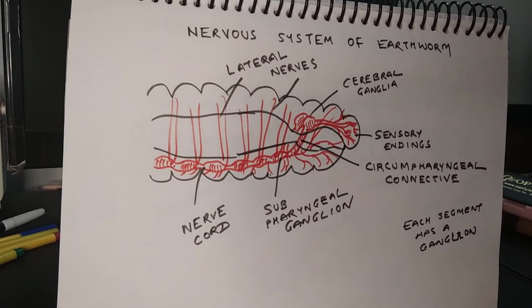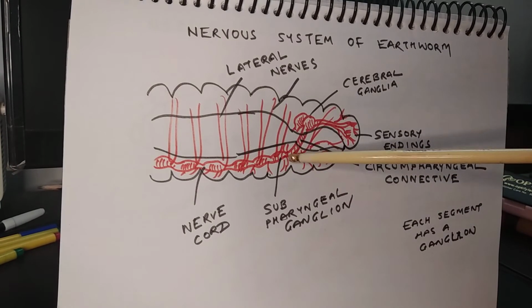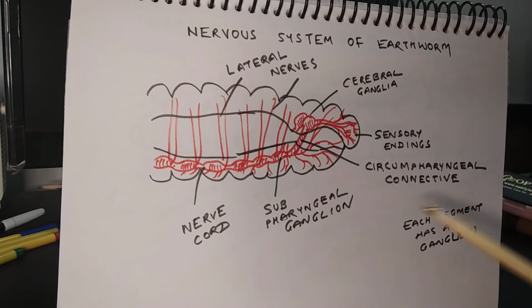The branch of the nerve cord which goes encircling the pharynx and ends up in cerebral ganglia is called circumpharyngeal connective, because it circumnavigates the pharynx.